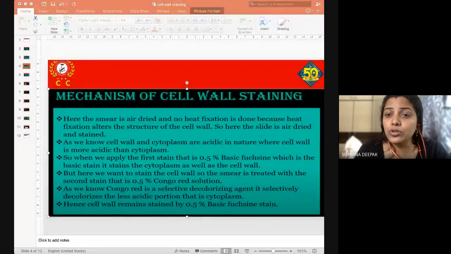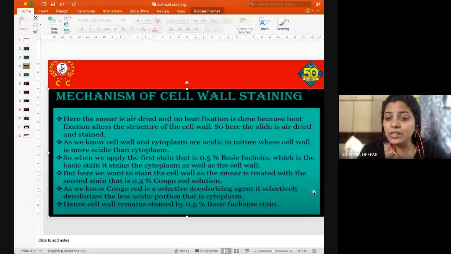Yes, students, quickly in the chat box, have you understood or not? If anyone wants me to repeat this, kindly tell me. Have you understood the principle of the staining procedure?